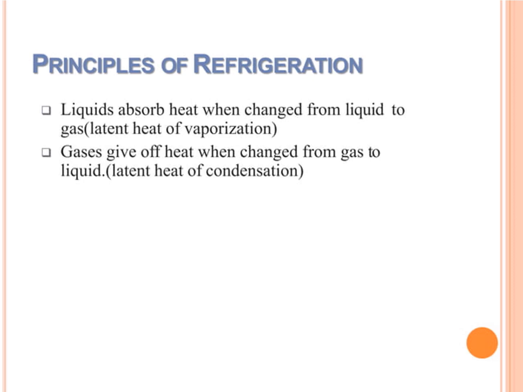There are two principles of refrigeration. One is that a liquid absorbs heat when changed from liquid to gaseous state, which is known as the latent heat of vaporization. And gases give off heat when changing from gas to liquid state, which is known as the latent heat of condensation. So when going from the gaseous state to the liquid state, it is the latent heat of condensation, and when the liquid absorbs heat and changes to the gaseous state, it is vaporization. These two are the principles of refrigeration.